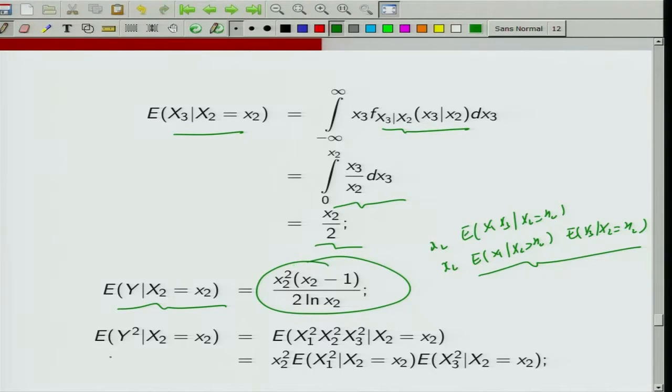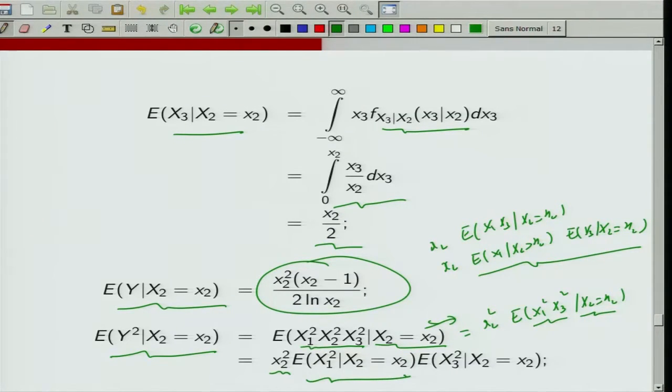Now, you can talk about E[Y squared] by the same logic. This turns out to be E[X1 squared X2 squared X3 squared | X2 = x2]. But here X2 is being fixed at small x2. So, that goes outside. So, x2 squared, then E[X1 squared X3 squared | X2 = x2]. But again X1 and X3 are independent given X2 = x2. So, this will be the same as E[X1 squared | X2 = x2] multiplied by E[X3 squared | X2 = x2].